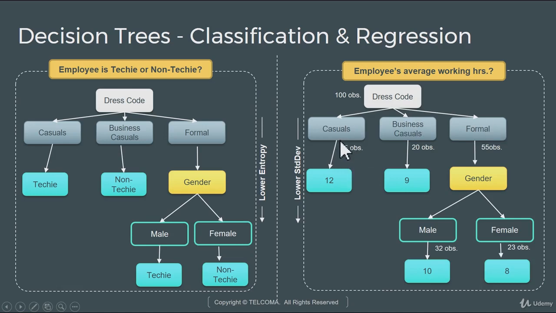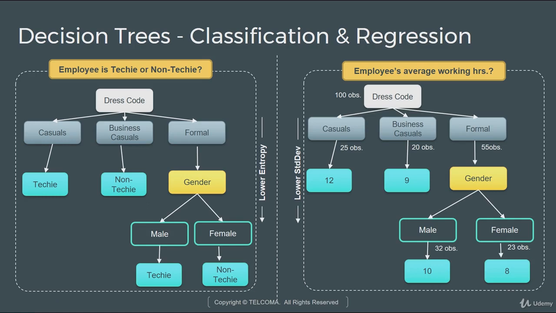The moment you reach casuals, you have 25 records. Now, 25 is a number which you take as a threshold. Since this is a regression, you take 25 as a threshold. So you won't split a node further unless you have more than 25 observations. So you terminate this over here. Business casuals also has, let's say, 20, so you terminate that over here. This number, 20 or 25, is a threshold which is chosen by the algorithm automatically, or you could override it.